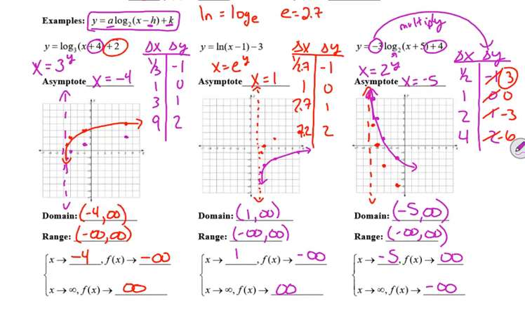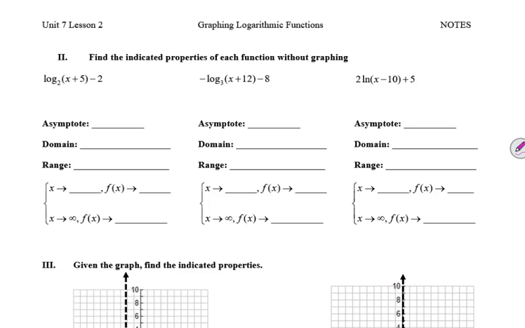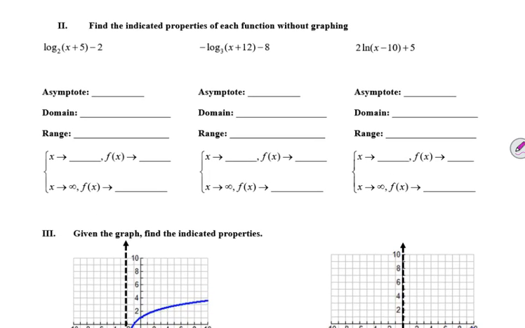And you need to be able to graph these types of equations. All right? So we'll give you plenty of practice in class. This back page is pretty straightforward. You should be able to answer all of these questions without too much trouble. So I'll do one, and then you can pause and do the rest. So your asymptote here is x equals -5. Your domain is -5 to infinity. Your range is -infinity to infinity.